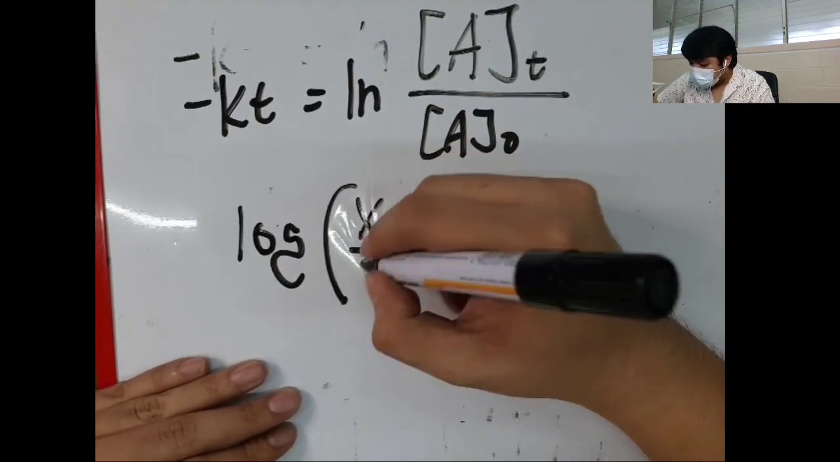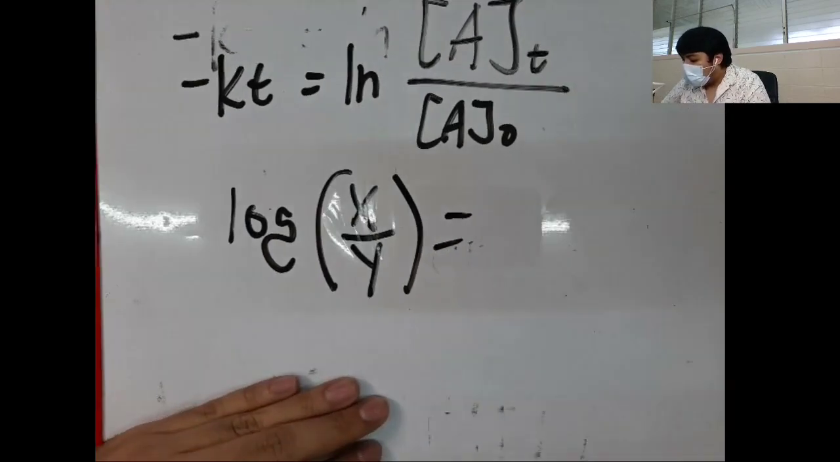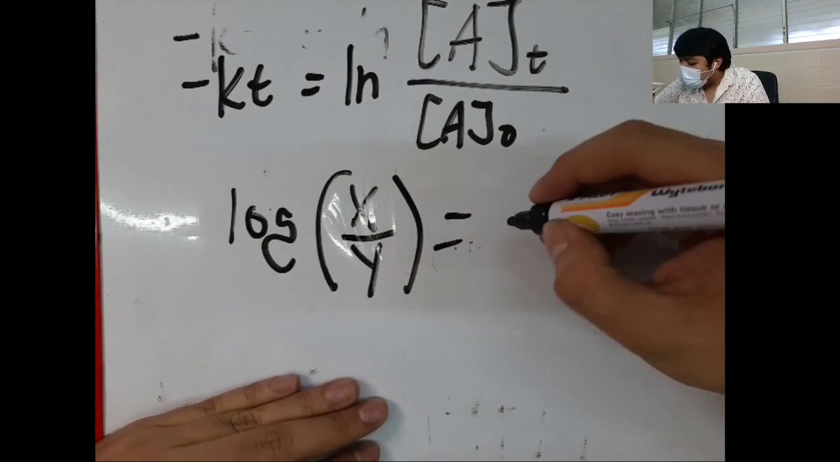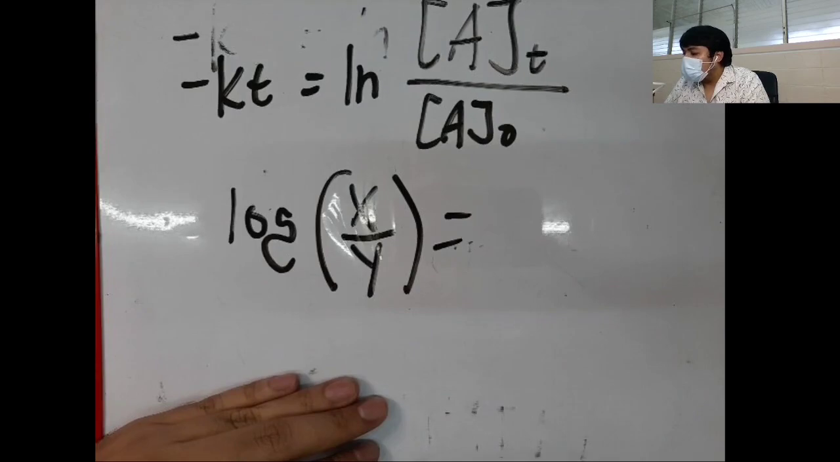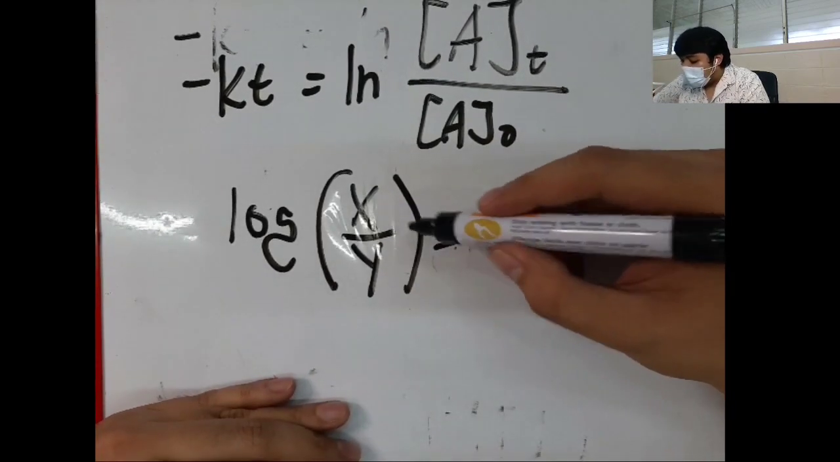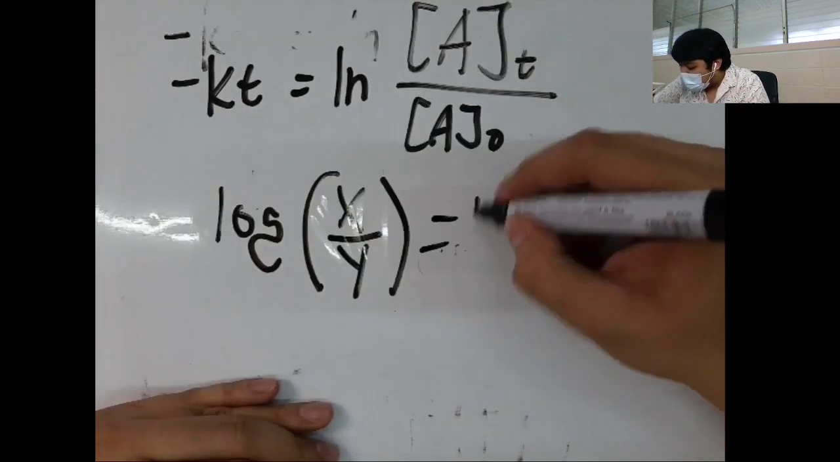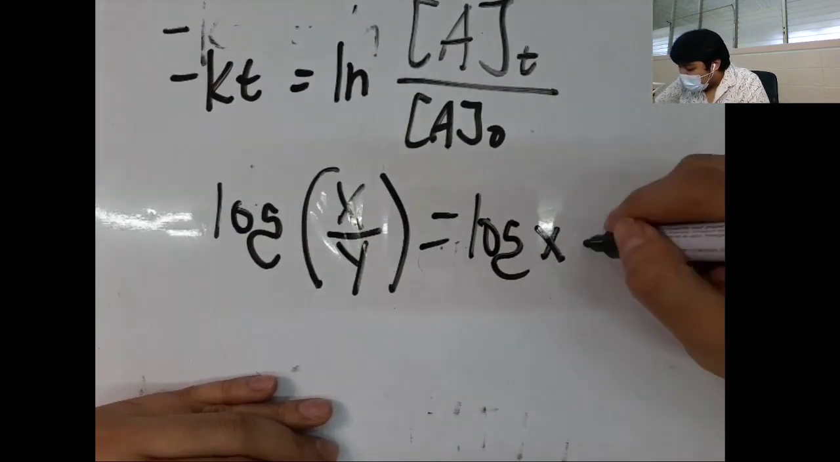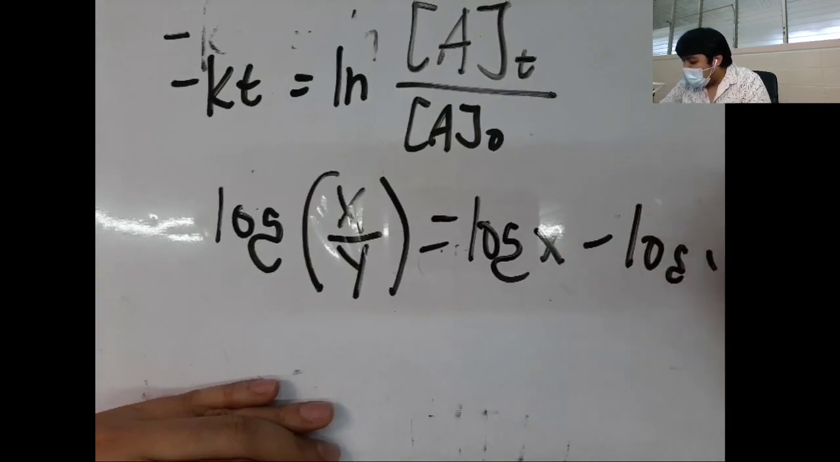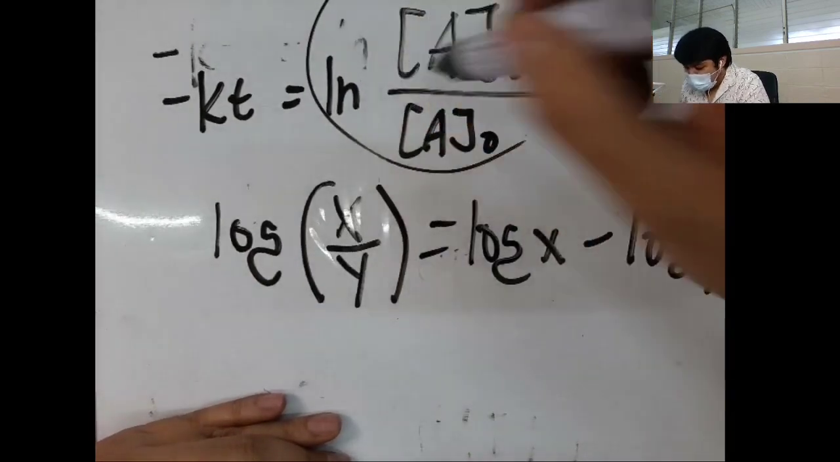Now, remember our logarithmic laws that the natural logarithm of a quotient is equal to the difference between the natural logarithm of each of the values in the fraction bar. So this equals log x minus log y. Now we will separate our natural logarithms here in the same manner.